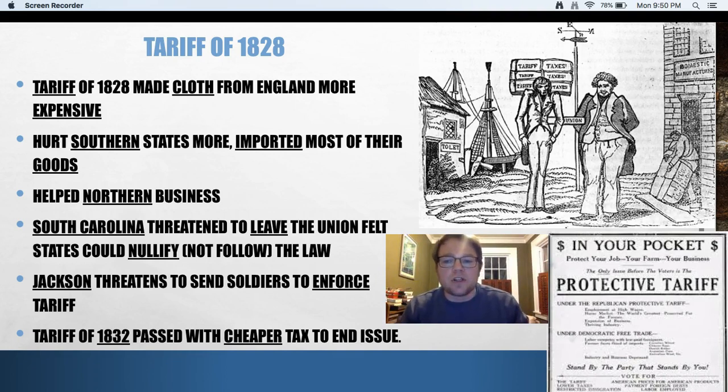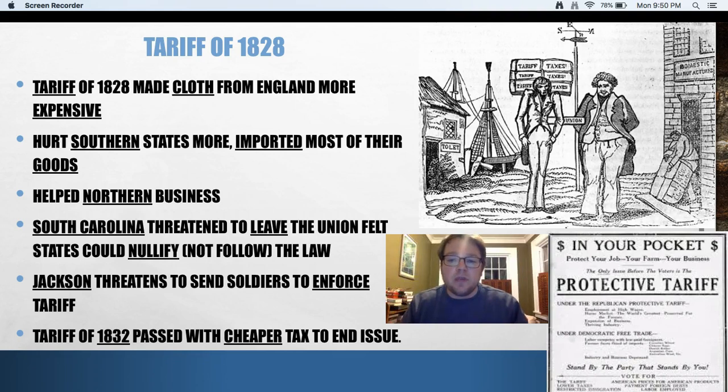The tariff is going to hurt Southerners more than it's going to hurt Northerners, because Southerners are importing most of their goods. They're farming cotton, they're farming cash crops, tobacco, and stuff like that. They're trading it with other countries, and they're bringing back goods from other countries. It's going to help Northern business.